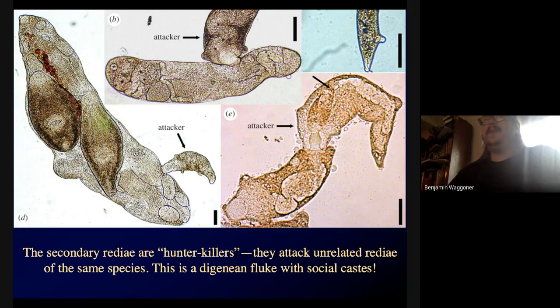So it's neat. It's actually a digenean fluke with social castes. You know how termites have workers and soldiers and queens and all that. Here we've got this in a fluke living inside California land snails. I love this stuff.